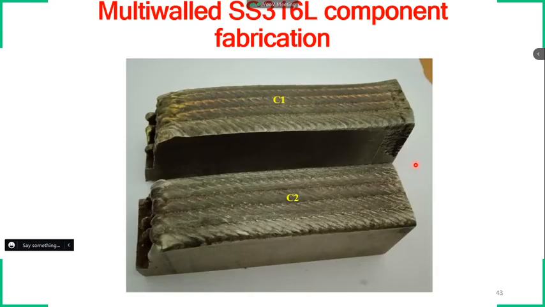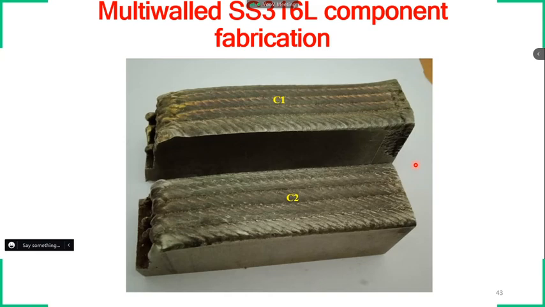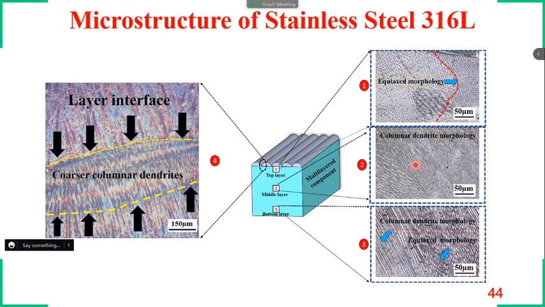Another example is from one of my unpublished works, one of my PhD works. In this I fabricated a multi-layered, multi-wall stainless steel 316L component. Here also we can see microstructural variations with respect to each layer. The topmost layer was featured with equiaxed grains, the middle layer with columnar dendrites, and the bottommost layer with a mixture of columnar and equiaxed morphologies. So such microstructural variations are prominent even with stainless steel 316.